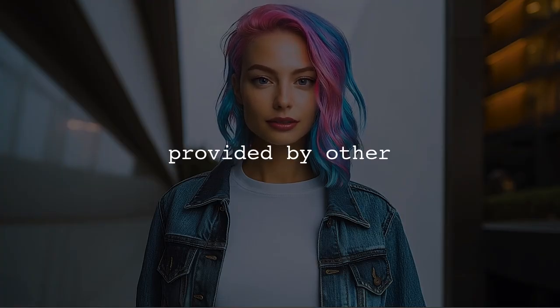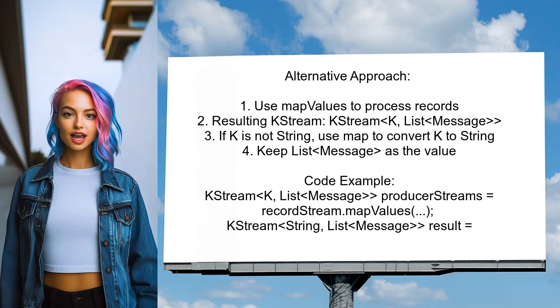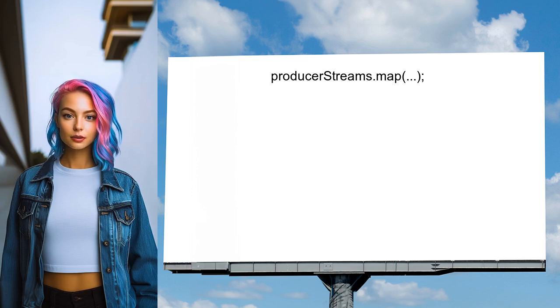Now, let's look at the answers provided by other users. This user suggests that after using the mapValues function, you will have a KStream with a key type K and a value that is a list of messages. If K is not a string, you can use the map function to convert K into a string while keeping the list of messages unchanged.